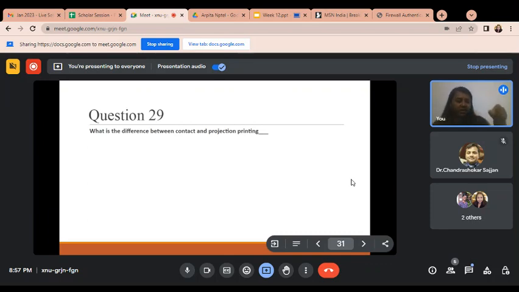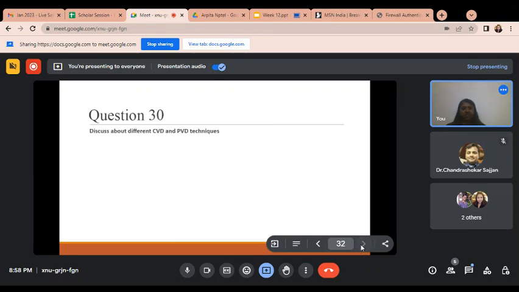So we can transfer whatever pattern is present on the mask at a reduced size, and we can go beyond this 2 micrometer size. It reduces the size 10 times, whatever size is present on the mask, when you use this lens in between the mask and the photoresist layer. So it is called projection printing lithography.